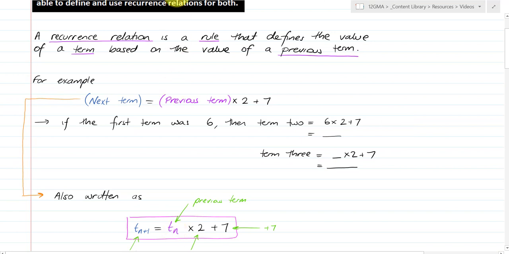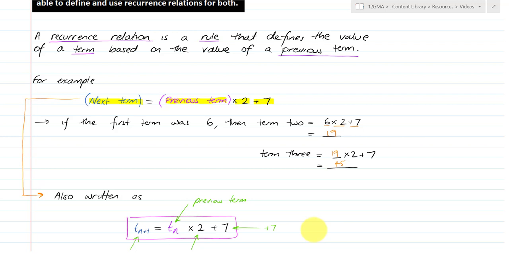Let's have a look at some examples. You might write that the next term is equal to the previous term times 2 plus 7. Then we get this pattern occurring here. If the first term was 6, then term 2 was the previous term, 6, times 2 plus 7, which is 12 plus 7, which is 19. Term 3 is the previous term, 19, times 2, which is 38, plus 7, which is 45. Term 4 would be 45 times 2 plus 7, which would be 97, and so on and so forth. That's how a recurrence relation works.